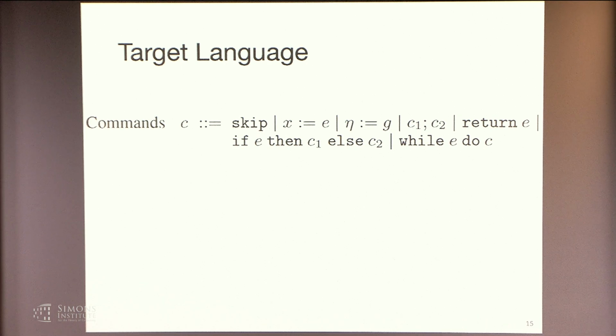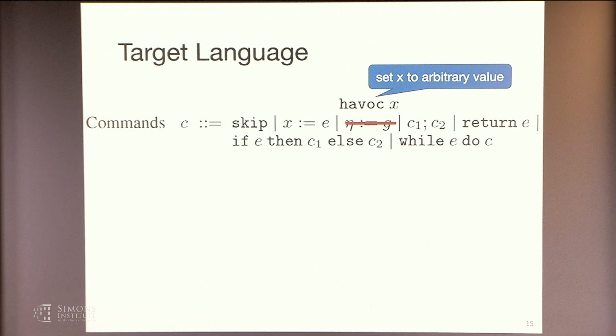So this is the source language where you have assignment, branch, loop, and there's a special command which is called a sampling command. So eta is a sample and G is some random distribution. In the target code, the sampling code is replaced by this havoc instruction. So semantically, the havoc just sets this X to be an arbitrary value. The very important thing here is the source language is probabilistic, so it's a distribution, but the target language, because of the replacement, we replace it with a non-deterministic program.